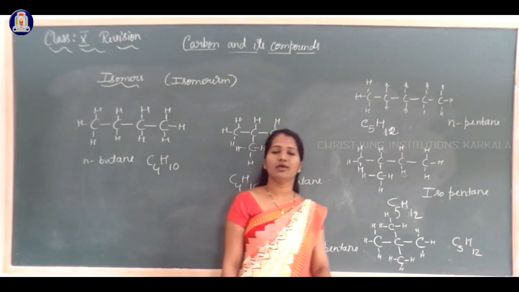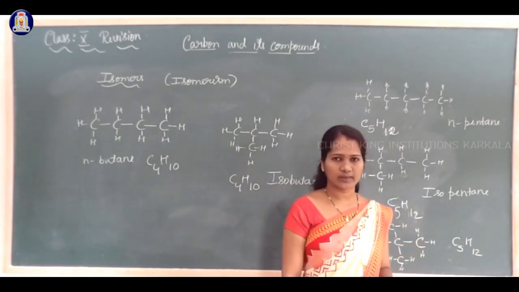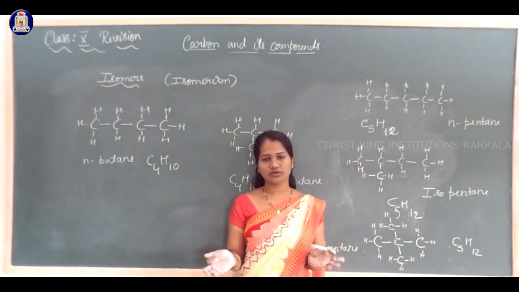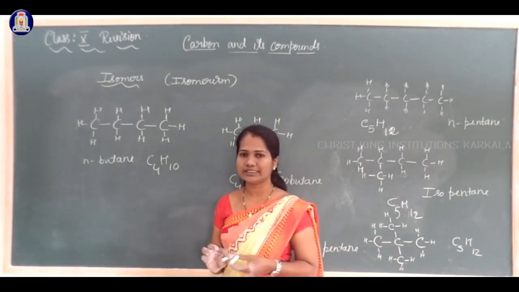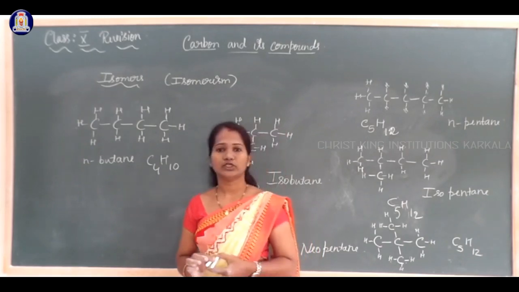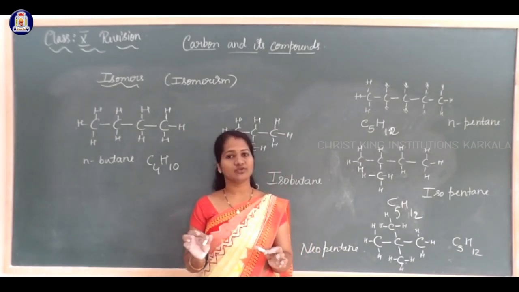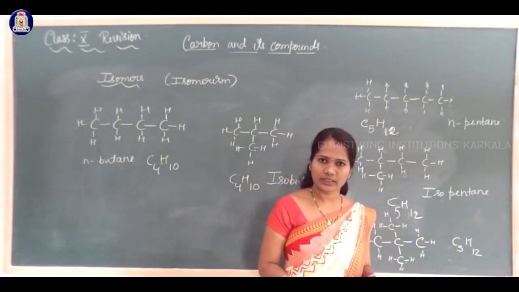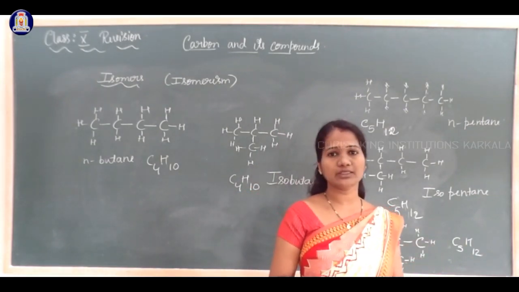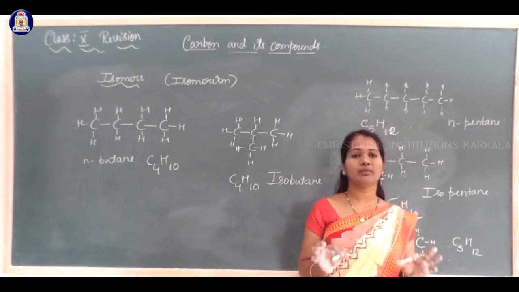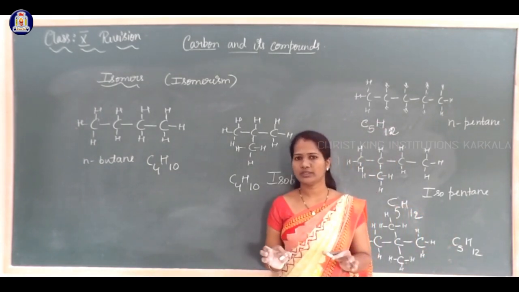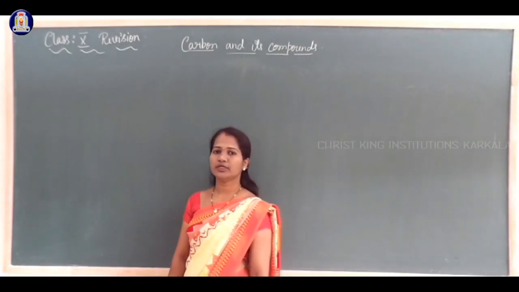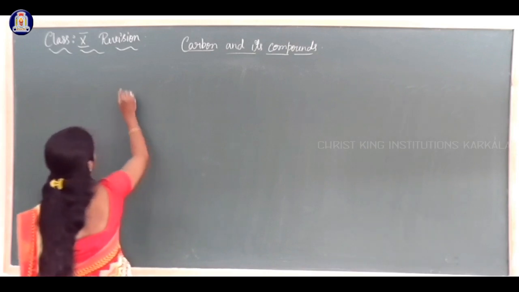So isomers have the same formula. Their molecular formula is the same, but they have different structures. Their structural formula is different. They are called isomers. Since their structures are different, their properties, both chemical properties as well as physical properties, differ. They have different chemical and physical properties. They are called isomers. We move to the next property of carbon compounds, that is homologous series.